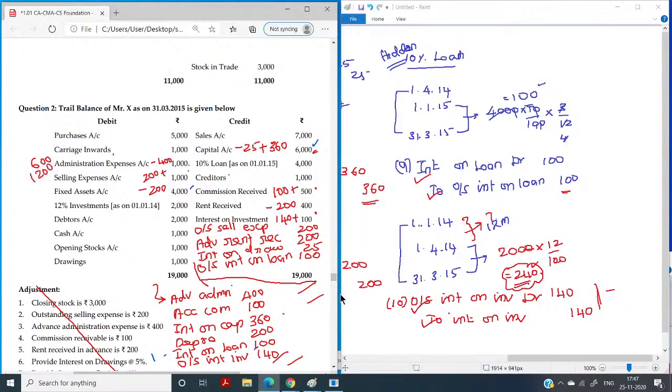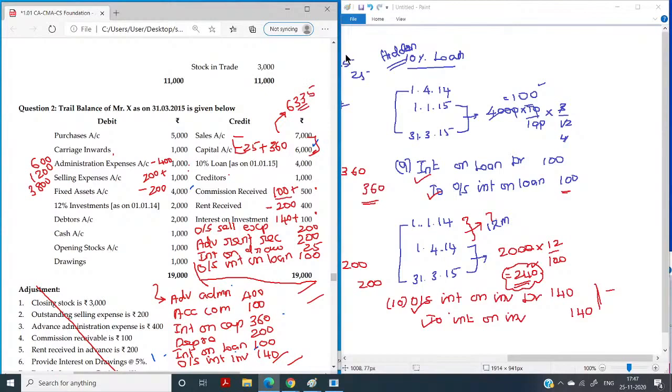And fixed assets originally 4,000, where 200 is subtracted, so the revised fixed asset is 3,800. And then on this side, capital originally 6,000, with that 360 is added and 25 should be subtracted. By doing all this adjustment, we get 6,335 as the new balance in the capital account.